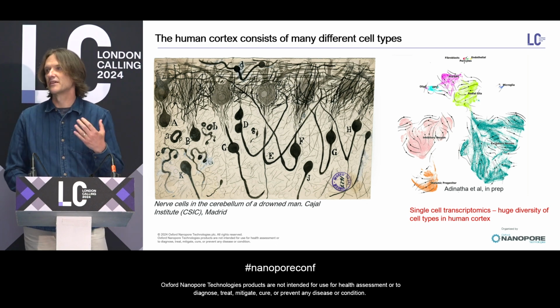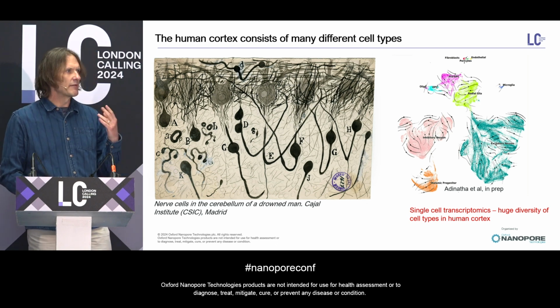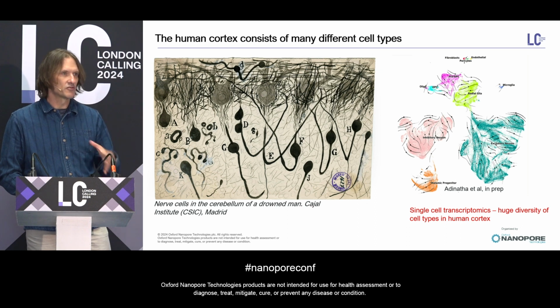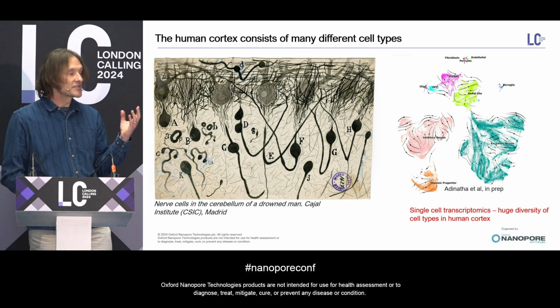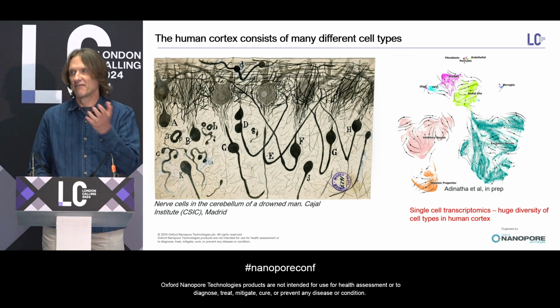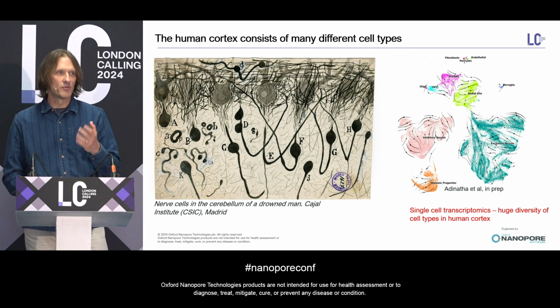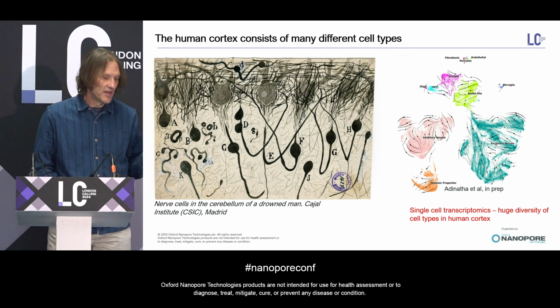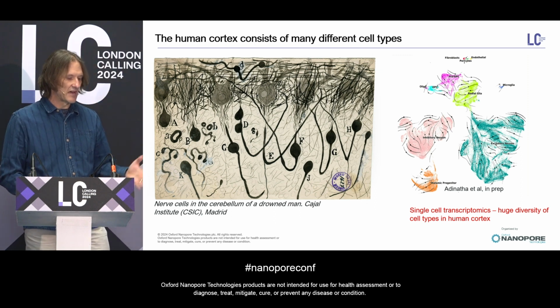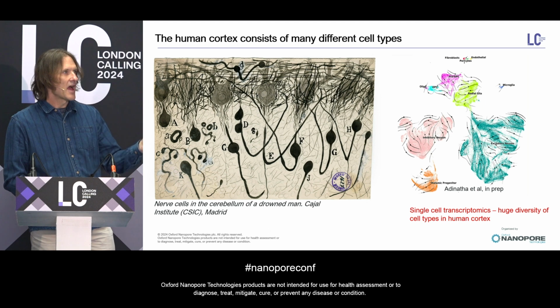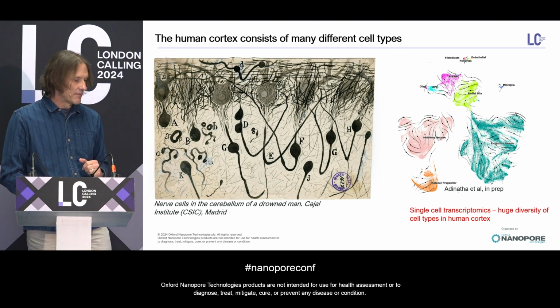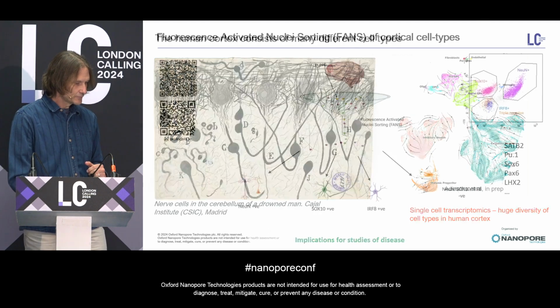The human cortex is a very complex tissue. It consists of many different cell types, and traditionally we've looked at bulk tissue. The trouble with looking at bulk tissue is that all the different cell types have different transcriptomes, for example, and you just get a kind of average. These days we're moving on to single cell transcriptomics, so we can look at individual cell differences.